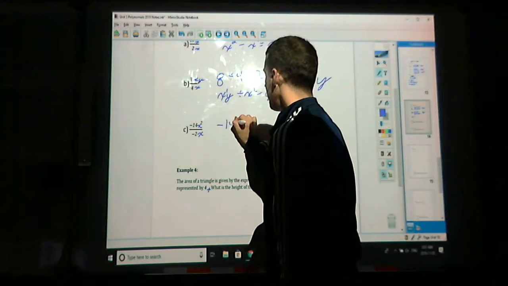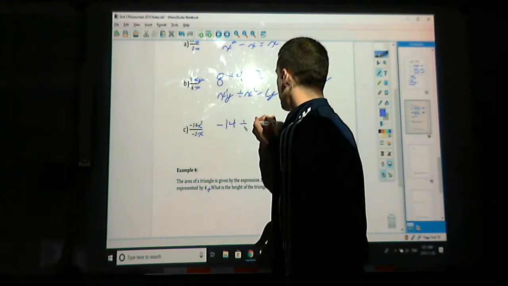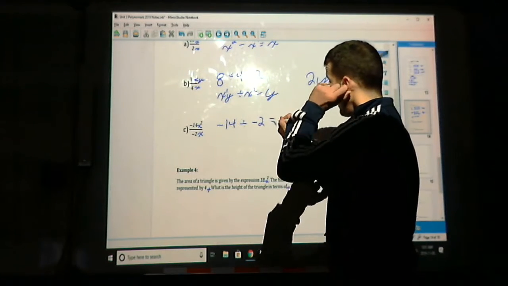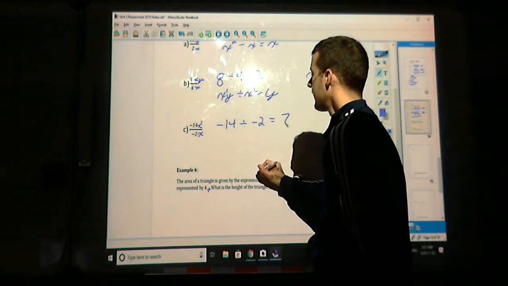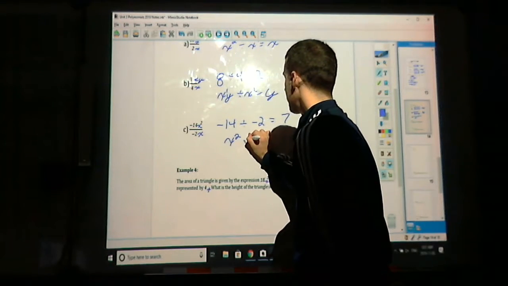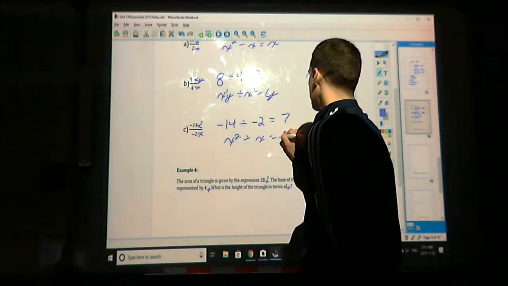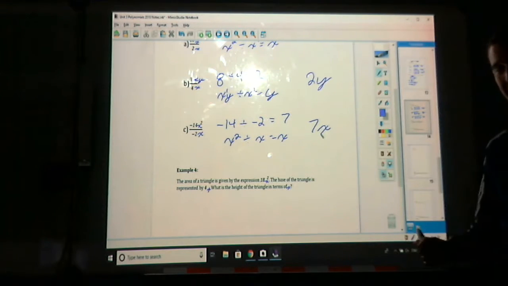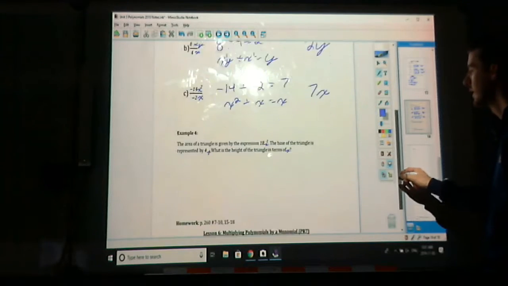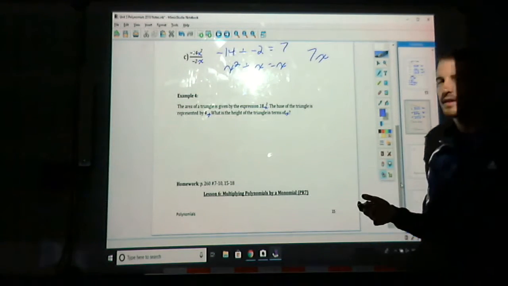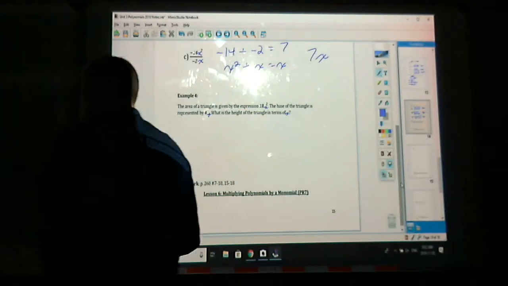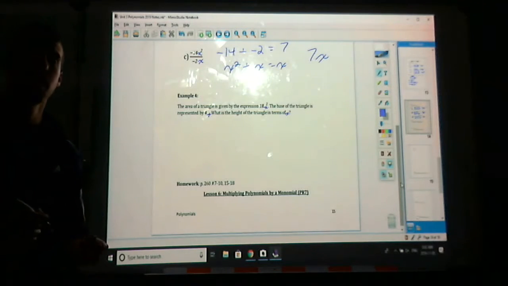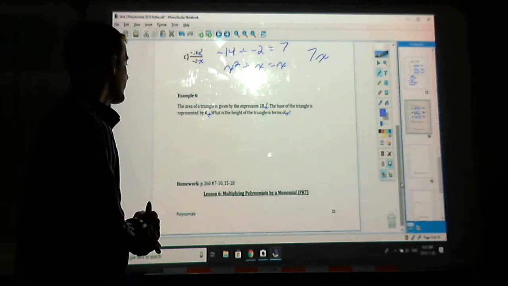Negative 14 divided by negative 2. The negatives cancel out because there's 2 of them, and we end up with positive 7. x squared divided by x is equal to x, so we end up with 7x. All right, doing very well. Let's just finish our last example. It's a bit of a word problem, and then we're going to have some homework, textbook work for you guys to work through, get some practice in, and then we're going to move on to lesson 6.